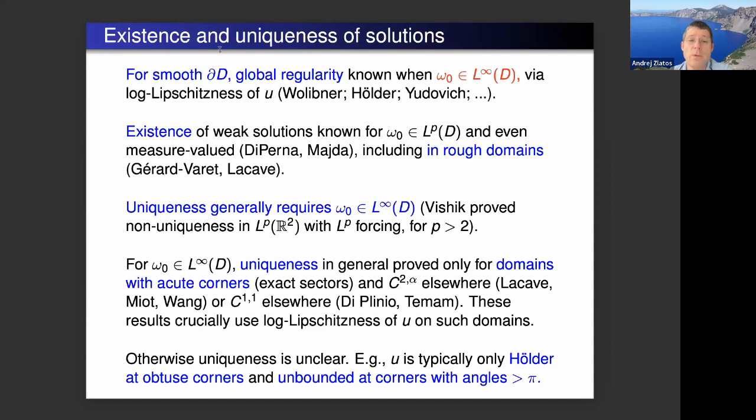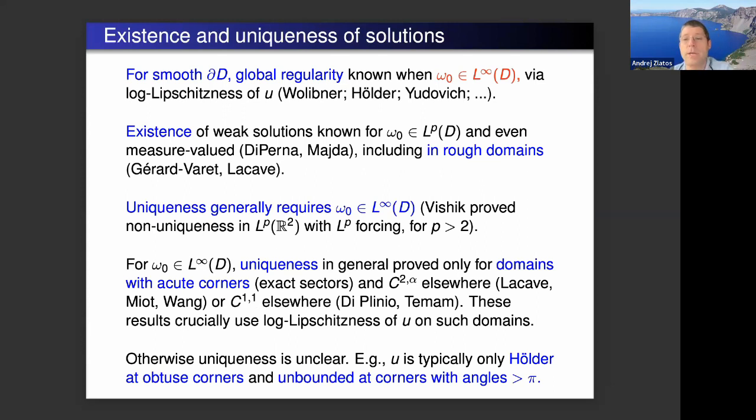And so then, of course, we know everything on the smooth domain. So how about domains with some singularities? So if there are finitely many of those, and so these will be corners, and in between those corners, the domain is going to be smooth enough. So there is a result of Lacave-Miot-Wang, where it's C^{2,alpha}, and Di Plinio-Temam, where it's C^{1,1} in between these corners.